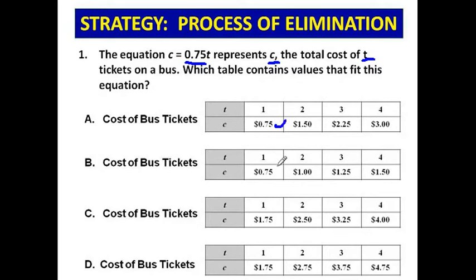This one says $1.75 for one ticket. It can't be C. And this one also says $1.75 for one ticket. Can't be D. So we know that it's either going to be A or B. All right, if I buy 2 tickets at 75 cents each, I know it's going to be $1.50. There's no way it's going to be $1, so it can't be B. The answer has to be A. That was an easy one. I'll see you in the next video.